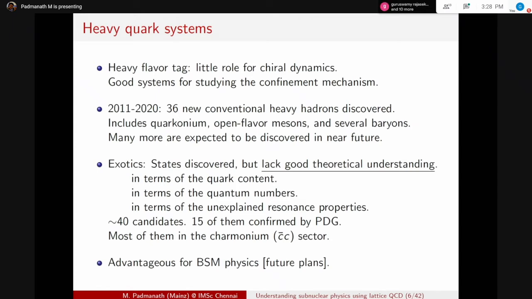So that's why charmonium is very interesting, and I will be presenting results mainly on the charmonium sector, since I have been working on these kinds of systems. These are also very advantageous for BSM physics, which I will talk about in the future plans. Beyond standard model physics, I mean.